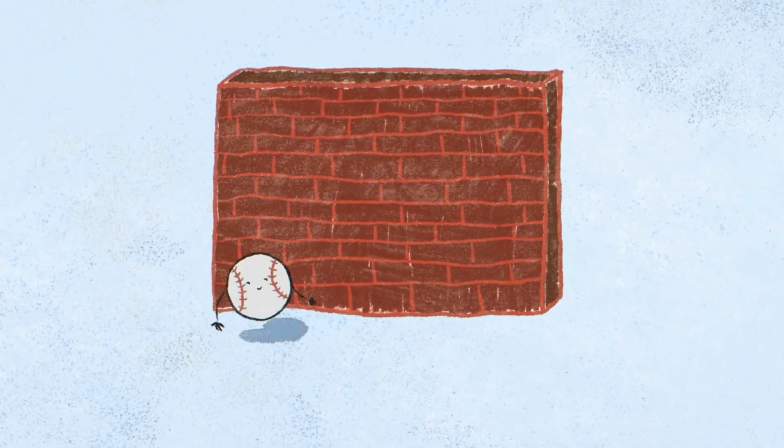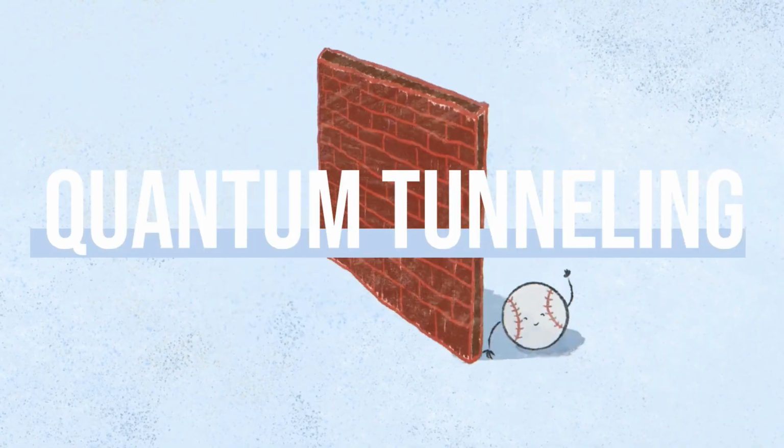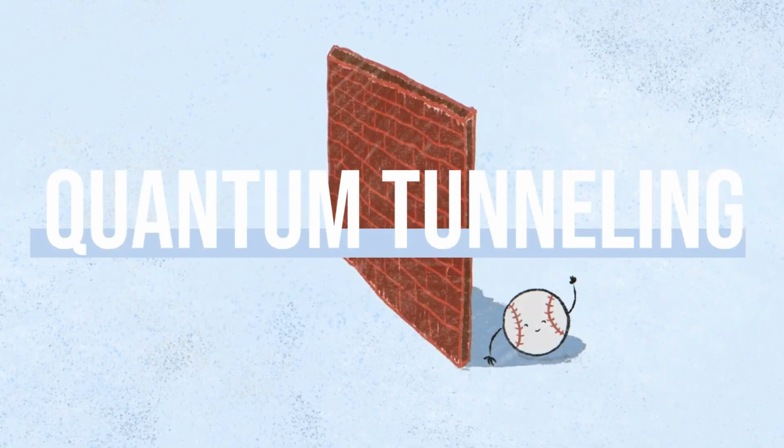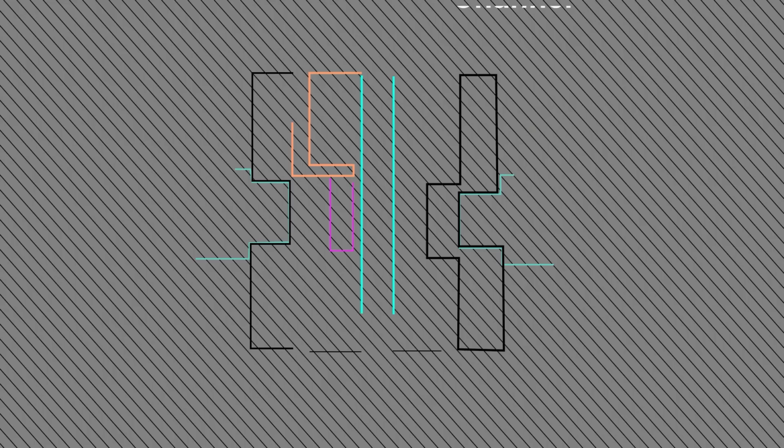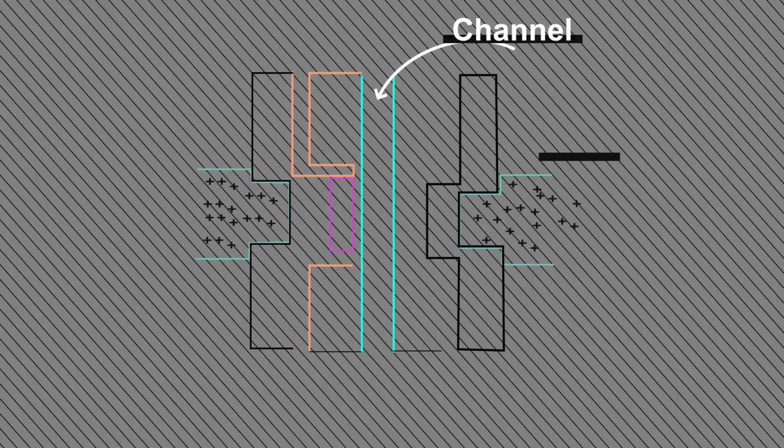All of this wizardry is achieved through a process called quantum tunneling. Think of your memory as three main parts. There is a channel, there is a trap, and there is a gate. When a positive charge is applied at the gate, negatively charged electrons are attracted and end up in the charge trap. But how does this allow us to store more data in a small form factor?